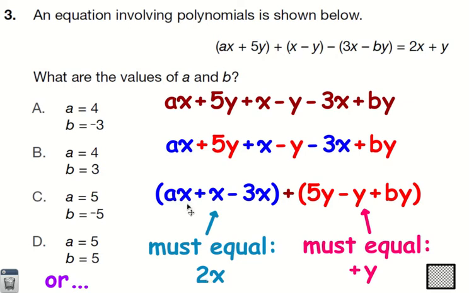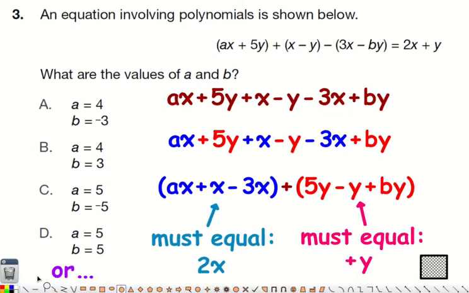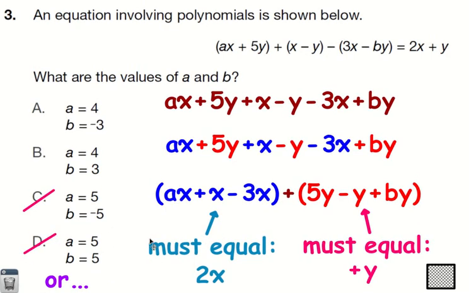What do you think? Well, 1 minus 3 is like negative 2. So wouldn't A have to be 4? So 4x plus 1x is 5x minus 3x. Okay, so we could pretty much cancel out C and D, right? Because A has to be 4.